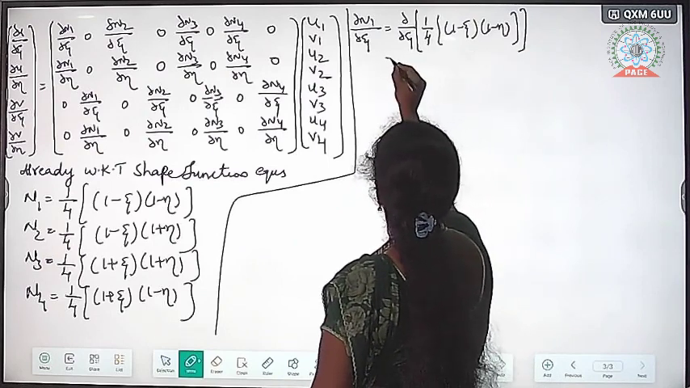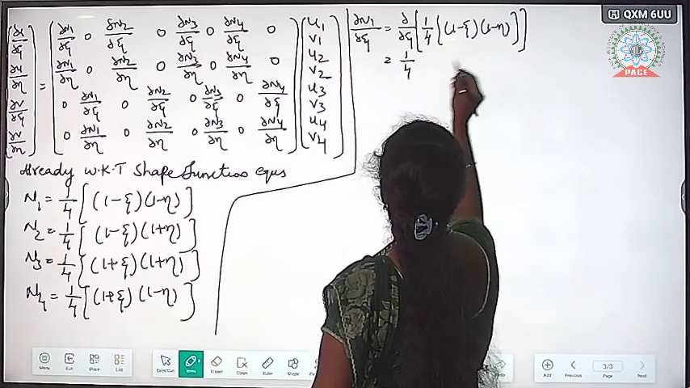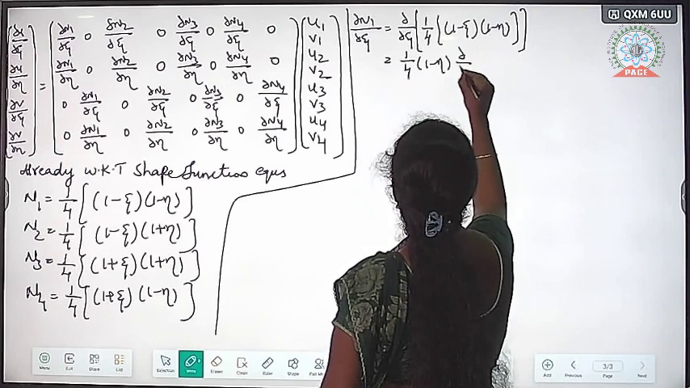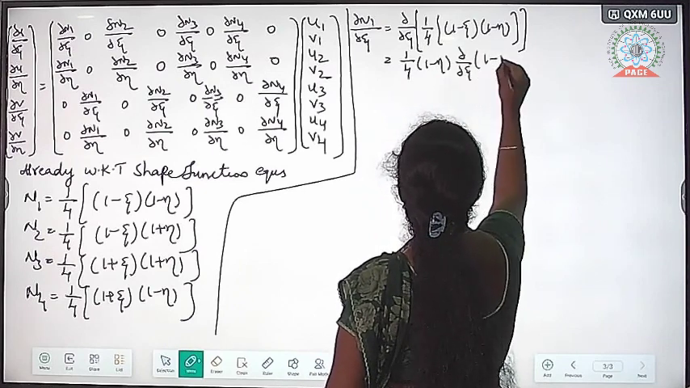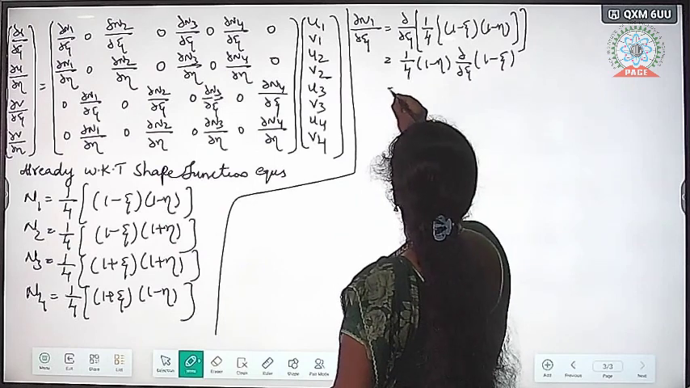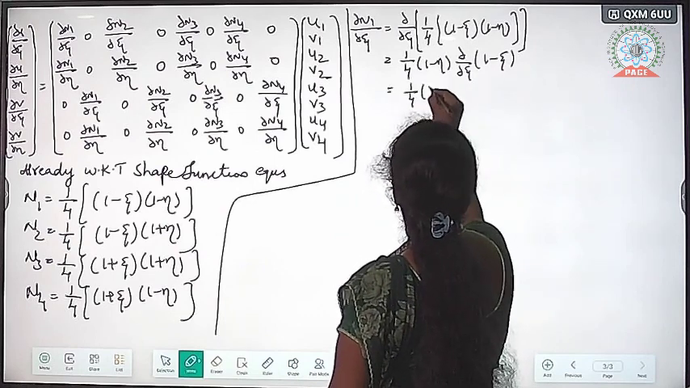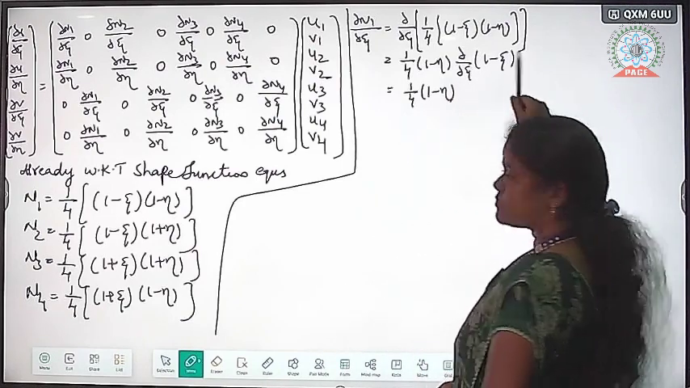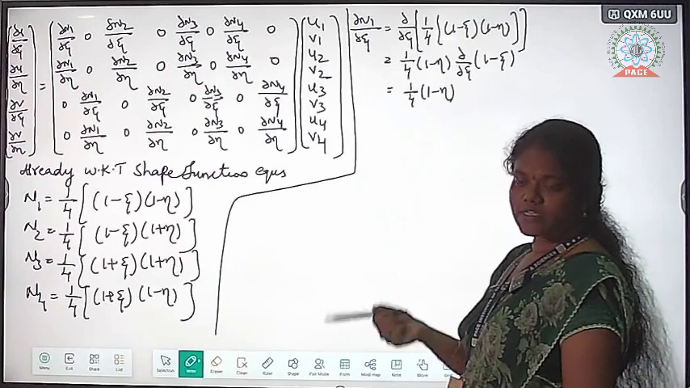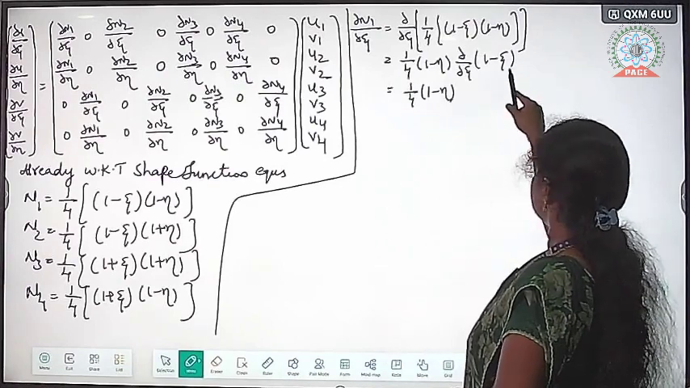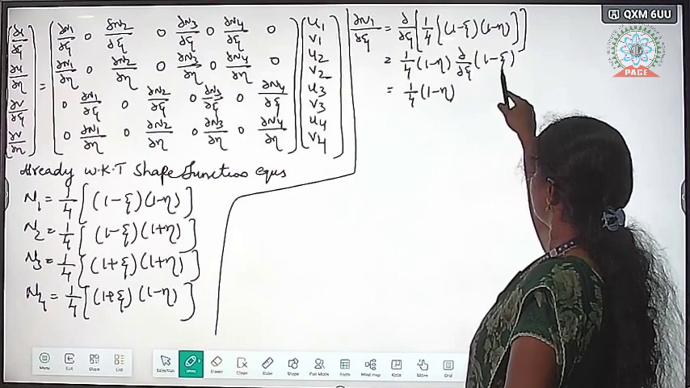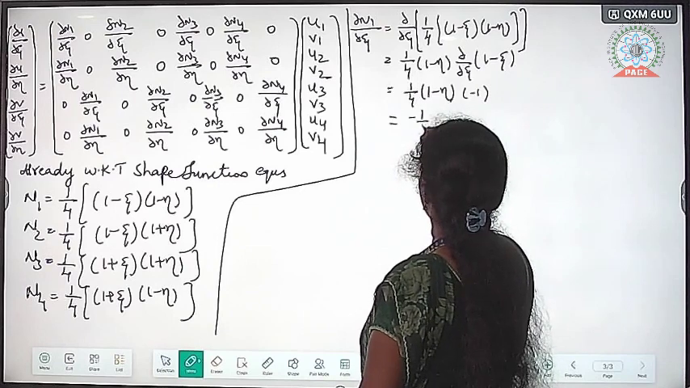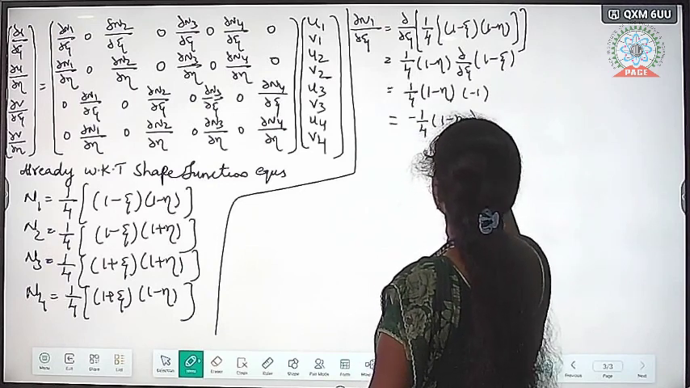So, with respect to xi, 1 by 4 into (1 minus eta) into dou by dou xi of (1 minus xi). Dou by dou xi of xi means 1, and dou by dou xi of minus xi means minus 1. Here minus xi is there, so dou by dou xi of minus xi means minus 1. Therefore, dou N1 by dou xi is minus 1 by 4 into (1 minus eta).